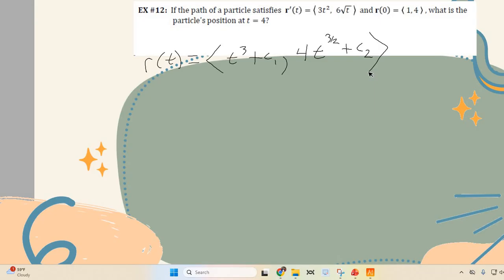Yeah, use our initial conditions. This one's kind of easy because again, what are we plugging in for? 0. So I'm just going to get that c1 equals 1 and c2 equals 4. So that would be our original vector function.